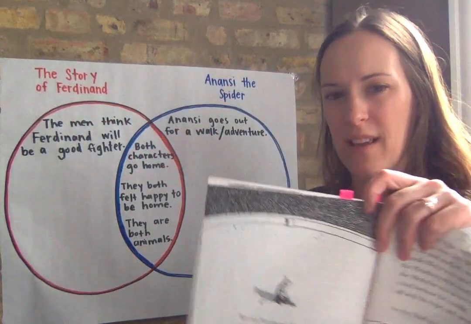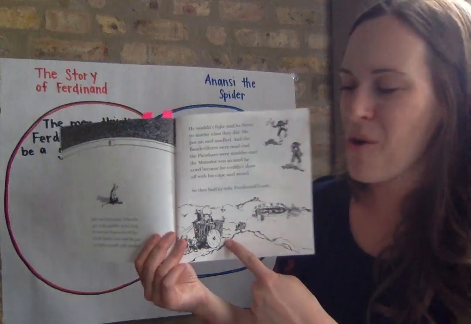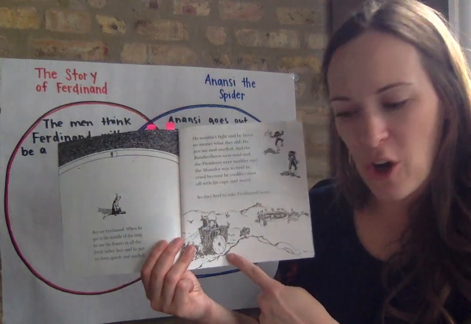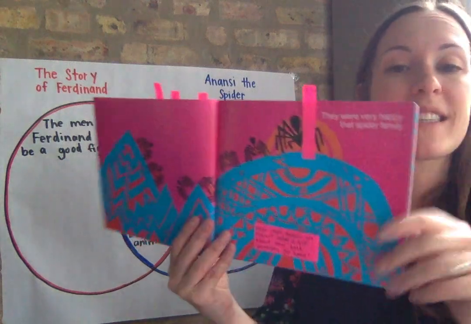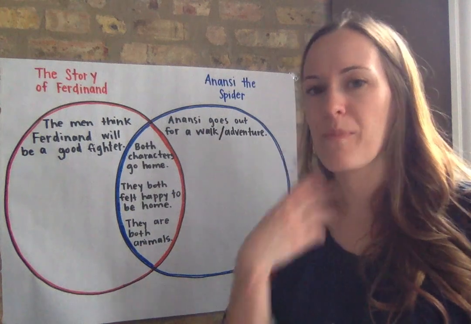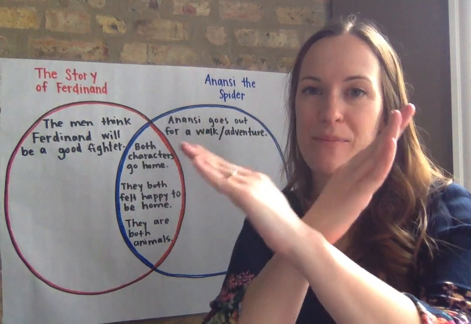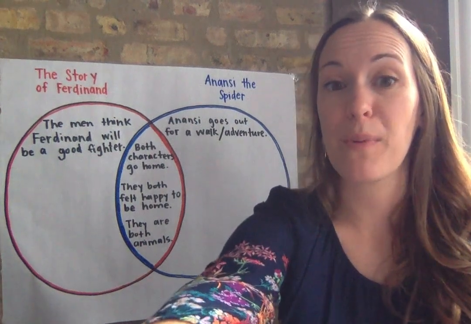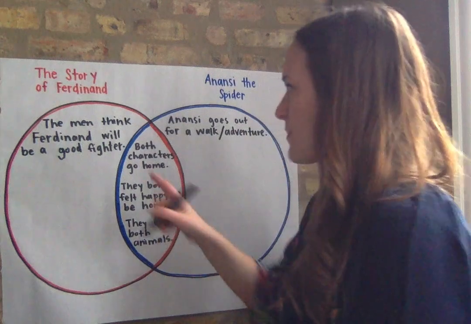Now, is that how Ferdinand gets home? No. Those men take Ferdinand home in a cart because he didn't want to fight. And Anansi's sons helped him be safe, and that's how he got home. Put your X's up because that is different. Good job, Kipsters. Let's put that on our Venn diagram so we know what is different about the stories.